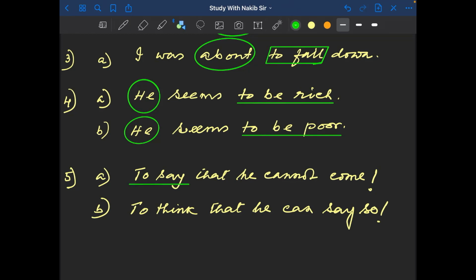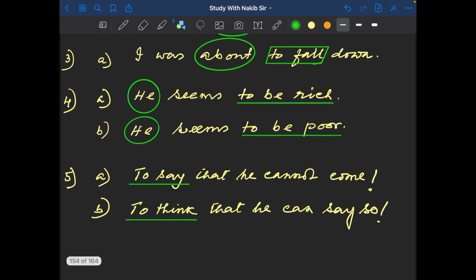To say, to think. This use is called absolute use, at the beginning of the sentence without any subject. For this it is called absolute use. To say that he cannot come. To think that he can say so. This is the absolute use of the infinitive.